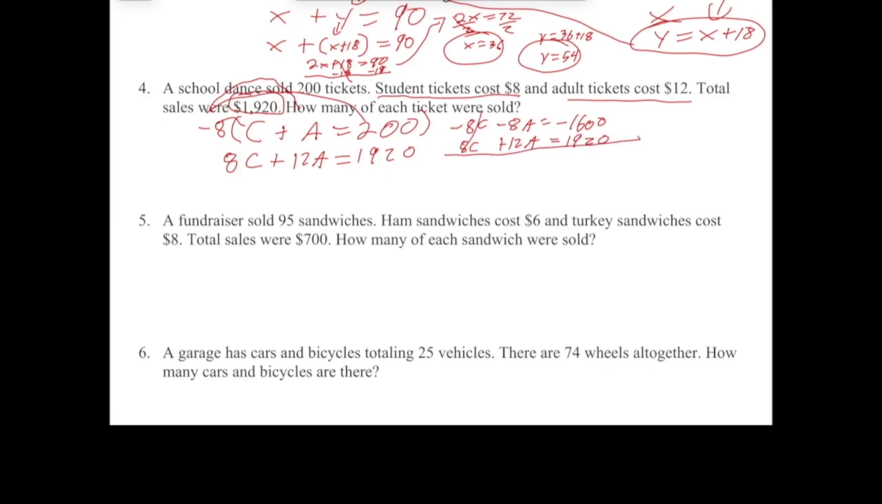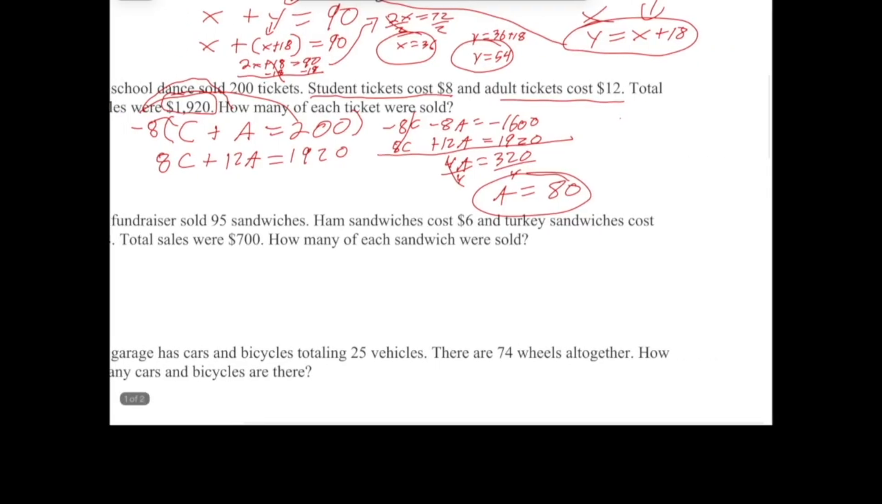They die, and I'm left with 4A equals 320. Don't believe me? Ask your calculator. Boom, boom, boom, boom, boom. A equals 80. We sold 80 adult tickets. So now all we've got to do is figure out the child or the student tickets.